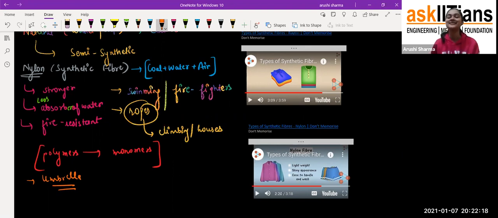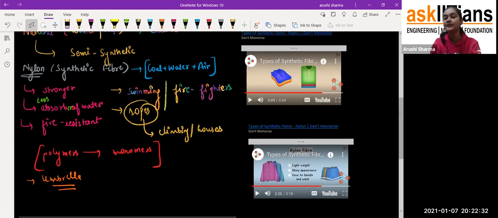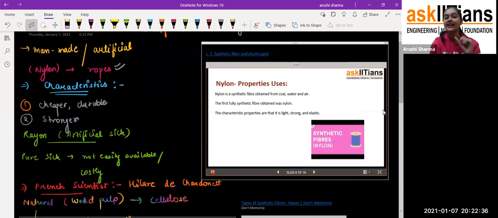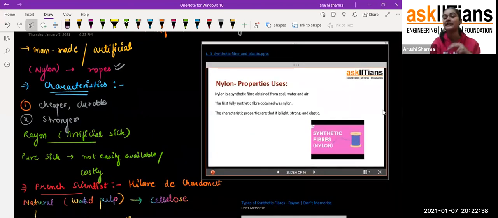Exactly. So if your umbrella is completely fine, and you are carrying it in the rainy season, you are protecting yourself from rain. So that's how nylon is used. I hope you got these two synthetic fibers. But rayon is not completely synthetic. Rayon is semi synthetic, but nylon is a completely synthetic fiber.